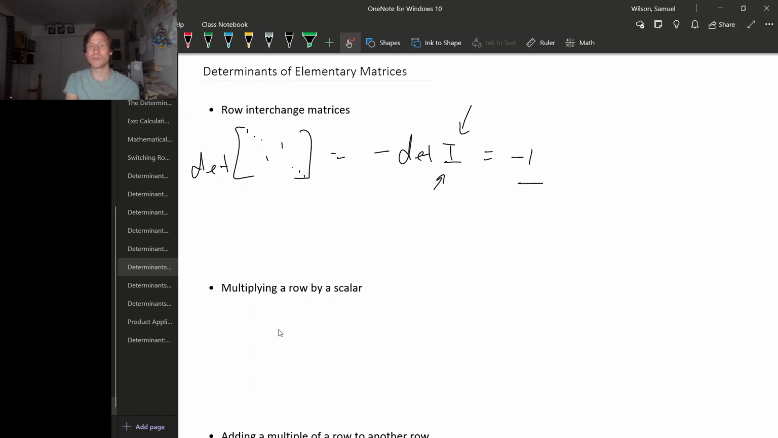Okay, what about multiplying a row by a scalar? So the elementary matrix for multiplying a row by, say, the scalar C. The elementary matrix for multiplying a row by a scalar is just to have a C in the row that you want to multiply by C. As usual, any entries that I am not writing down are zeros. What's the determinant of this? Well, this matrix is also triangular, it's diagonal, so its determinant is just the product of the diagonal entries, and they're all 1s except for this one, which is a C, so we just get C.